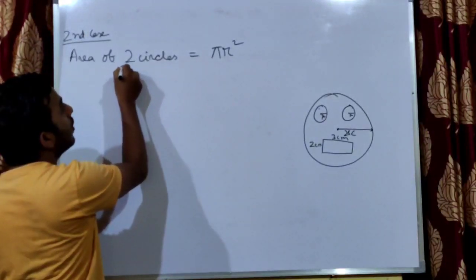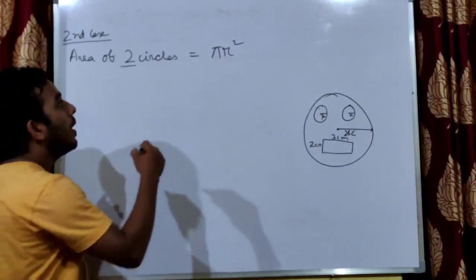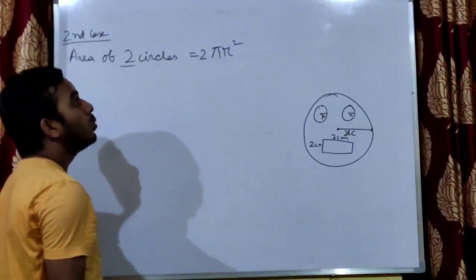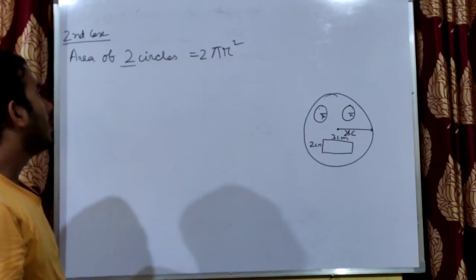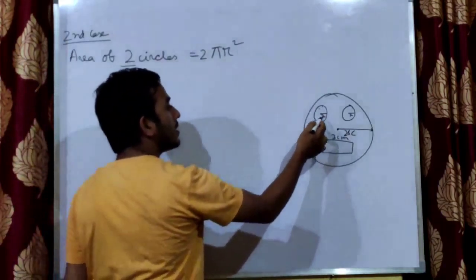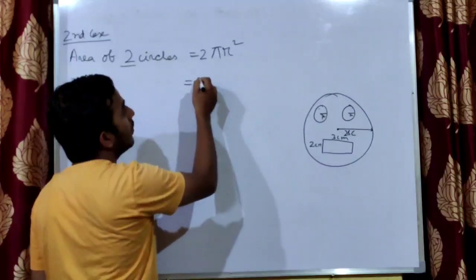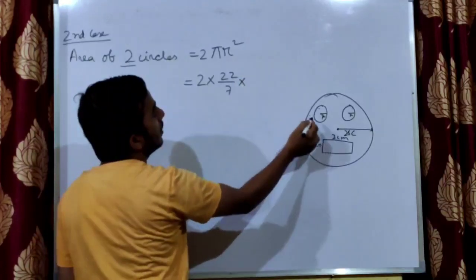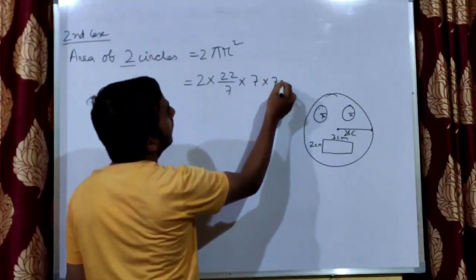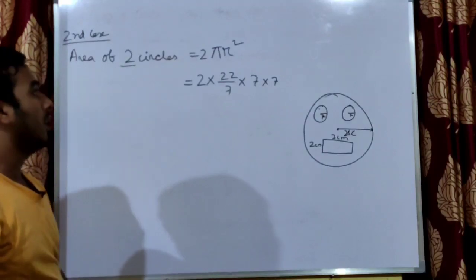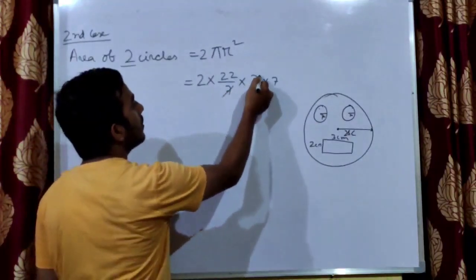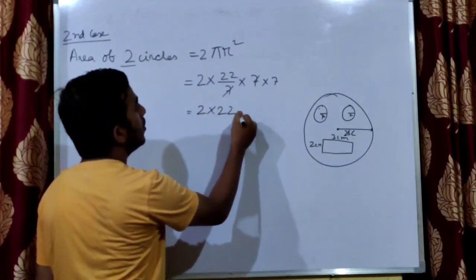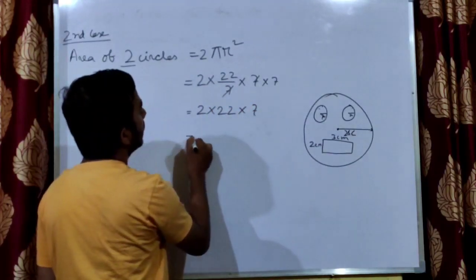Now, how many circles are there? Two circles, right? So we will multiply pi r square with 2, that means 2 pi r square. So its radius is how much? 7 centimeter. So we will write 2 into 22 by 7 into 7 into 7. Clear? Now we will cancel 7 with 7. So in numerator what is left? 2 into 22 into 7.